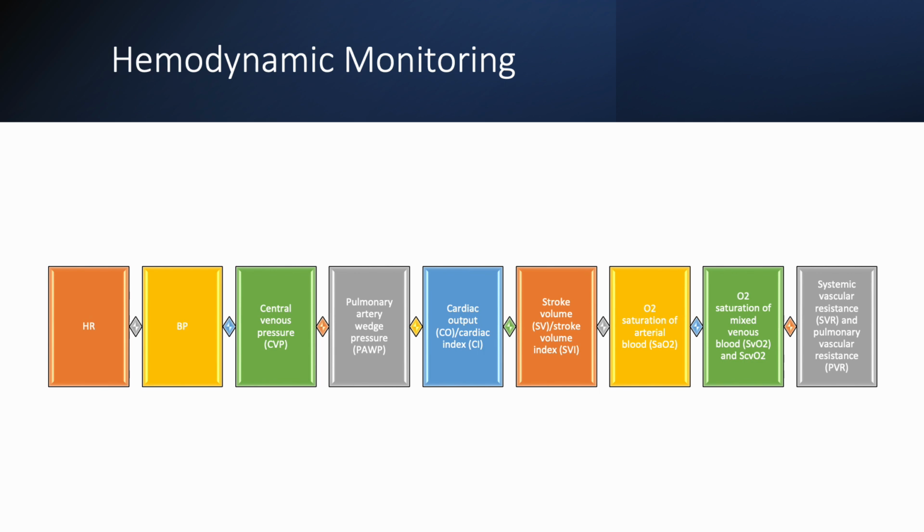SvO2, that's your mixed venous oxygen saturation, and ScVO2 is your central venous oxygen saturation. These are indicators of oxygen delivery and consumption at the tissue level, which we'll talk about more. SVR, systemic vascular resistance, and PVR, pulmonary vascular resistance, which we talked about, are measures of the resistance the heart must overcome to pump blood through systemic or pulmonary circulation, respectively. These parameters are essential for assessing cardiac function and guiding clinical interventions, especially for your critically ill patients.